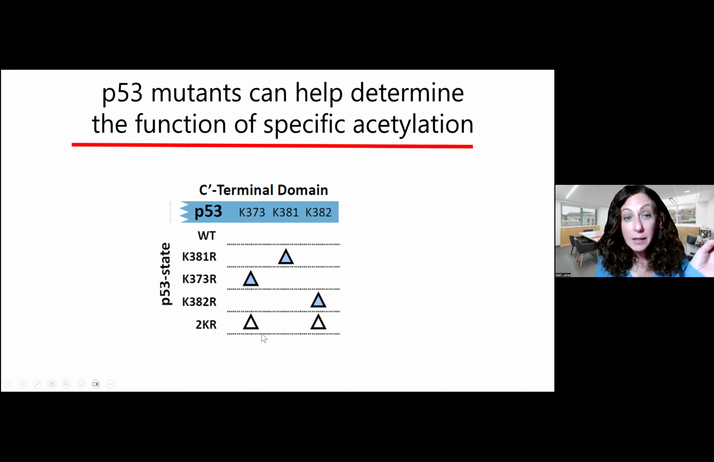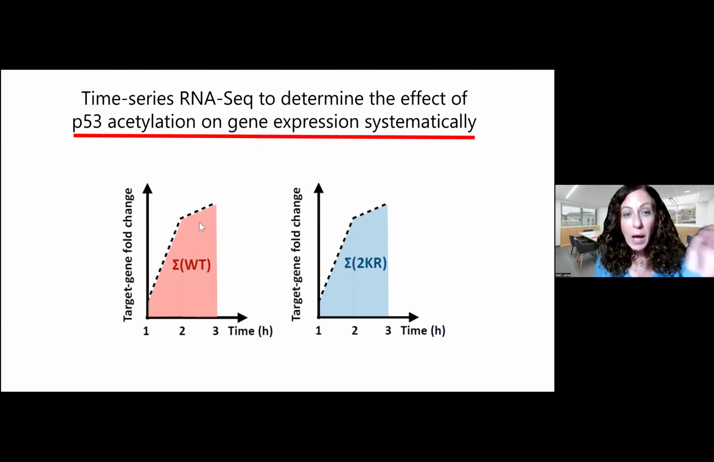So it's exactly the same p53. It just cannot be acetylated. It can't have these acetylations. And we created two cells, one with a wild type p53 and one with the 2KR. The 2KR cannot be modified, okay?